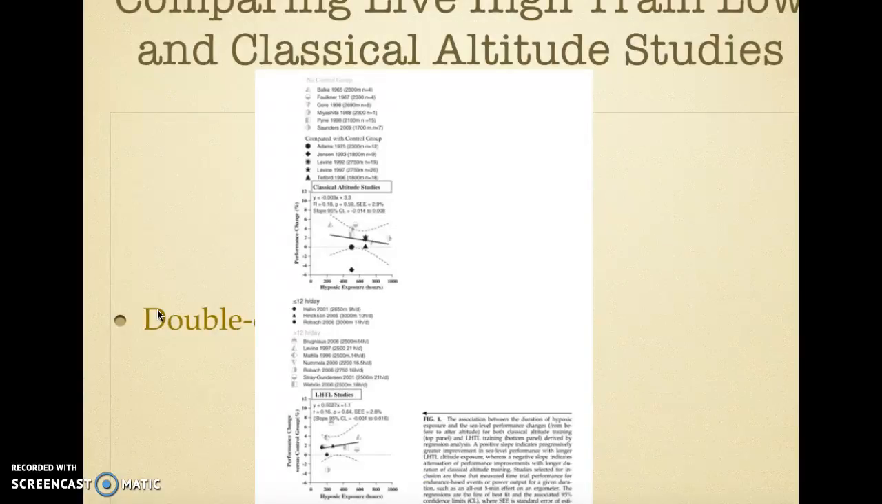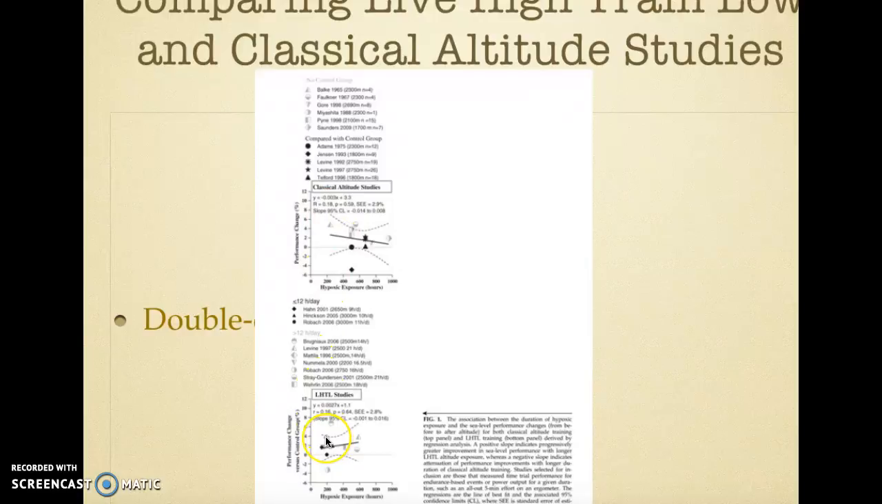This is just a chart, a graph showing the difference in classical altitude training and living high training low. Classical altitude training is one of the most common, but it can be the worst if you overdo it. If you go over that time frame of 2 to 4 weeks, you can see a decline in the performance rather than the incline that you would see in the normal time frame.